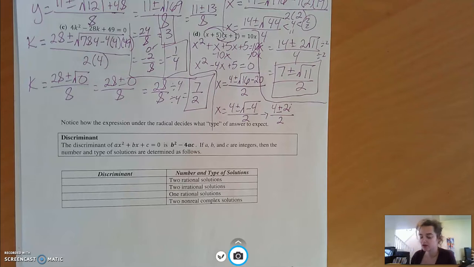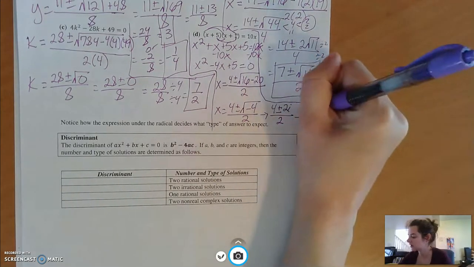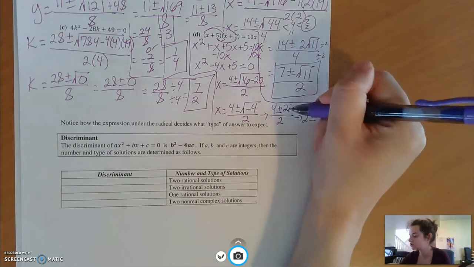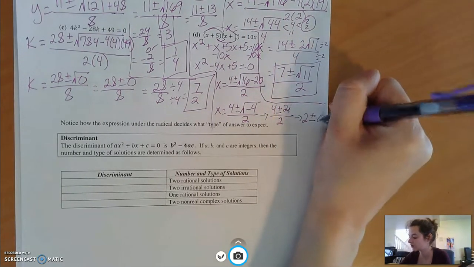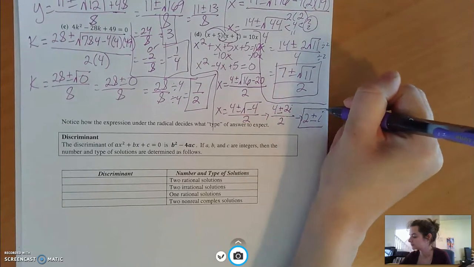I can simplify it a little bit more because everything is divisible by 2. So I'll have 4 divided by 2, which is 2, plus or minus 2i divided by 2 would be 1i, which is i. And that's my answer.